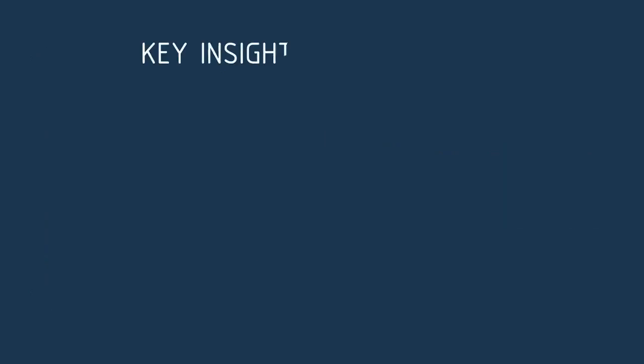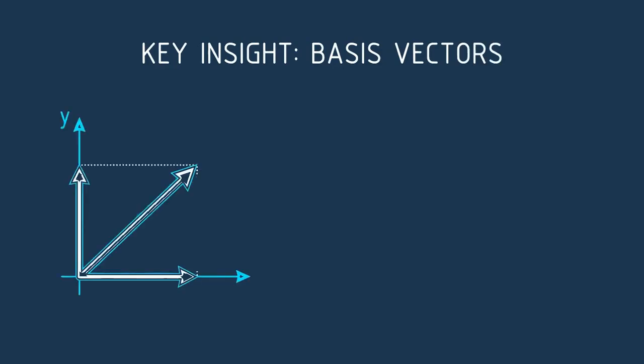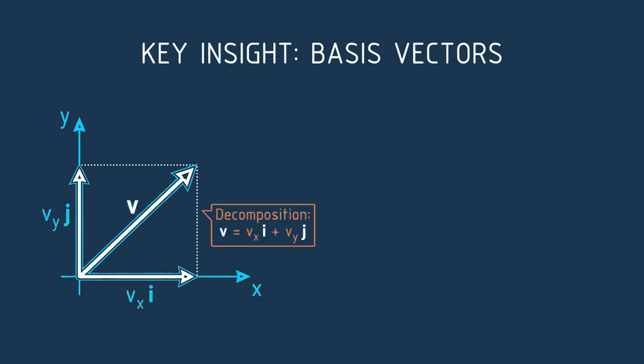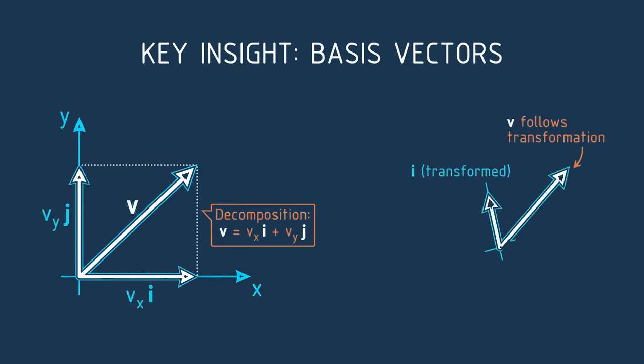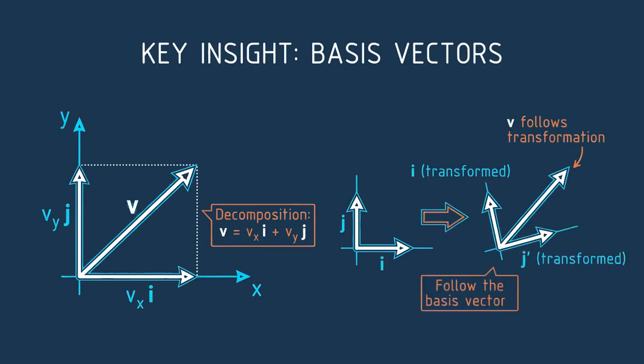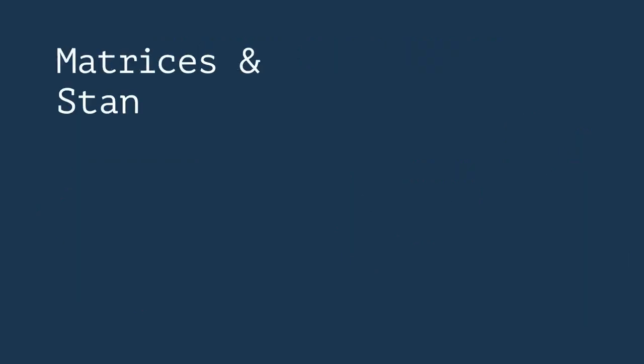Here's the key insight. A linear transformation is completely determined by what it does to a basis. Any vector can be written as a combination of basis vectors. Because the transformation respects addition and scaling, once you know where each basis vector goes, you automatically know where every vector goes. Matrices come from choosing a specific basis, usually the standard one.